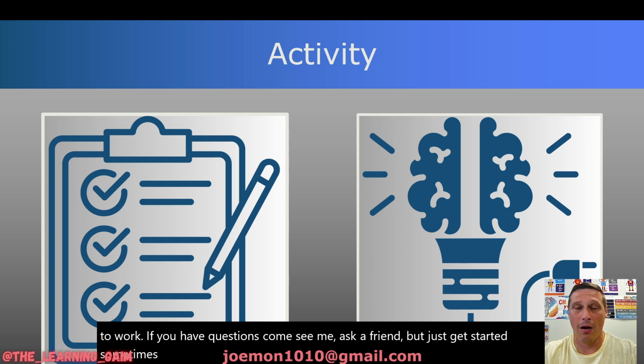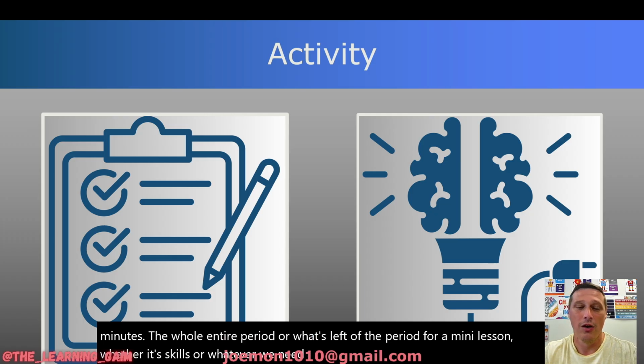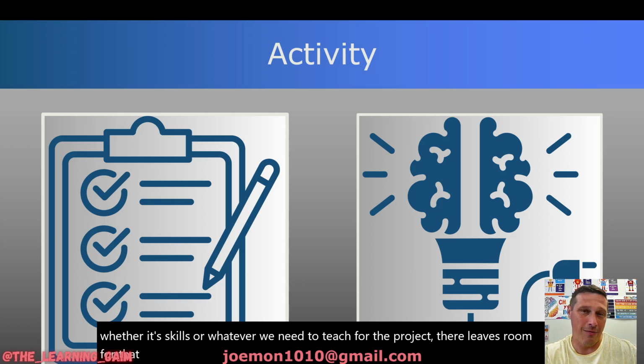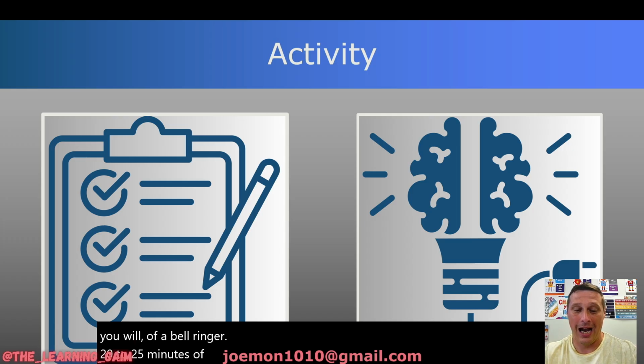Sometimes that looks like a mini lesson of some sort, 10, 15, maybe even 20 minutes, the whole entire period or what's left of the period. For a mini lesson, whether it's skills or whatever we need to teach for the project, there leaves room for that. So we had 5 to 7 minutes of a warm-up, 5 to 7 minutes of a bell ringer, 20 to 25 minutes of activity. The combination of all of that really got better work out of my students.